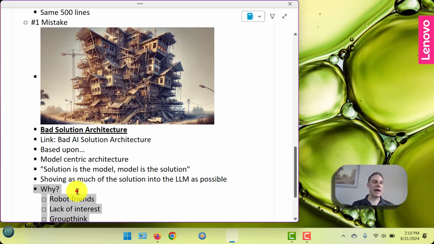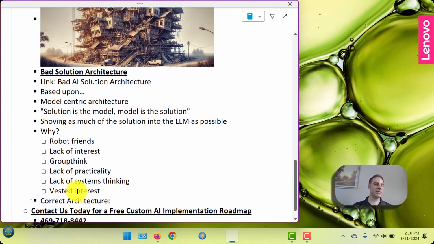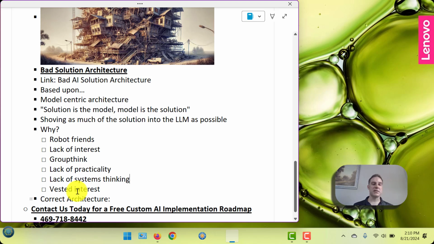So why is everybody doing this? This took me forever to figure out. First of all, you have a bunch of nerds out there, tech bros, who are like, my robot friends are here, great, fantastic, I'm in love. So they're seeing what they want to see. Also, along similar lines, there's just a general lack of interest in taking the solution outside of the new magic toys. The nerds have the new toys, and they just want to play with their new toys.